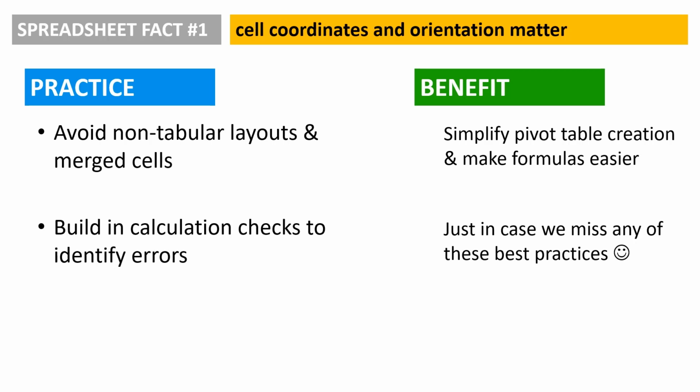Our last point is often the last step we should take in completing a spreadsheet model, and that's building in a section of the model to perform validation checks on all of our work, just in case we made a mistake or forgot to implement any of these best practices we're talking about today.